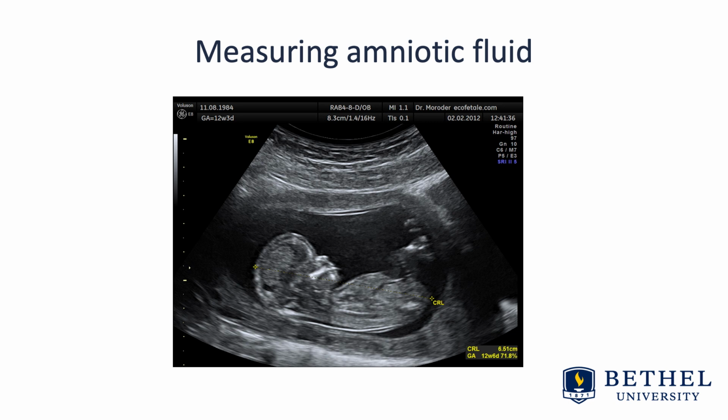and whatever size that is, that would be the deepest pocket. And then the other way to do it would be to measure an AFI, or amniotic fluid index, and in that case you look in each of the 4 quadrants separately, searching around for the biggest pocket, and then you measure your biggest pocket in each of the 4 quadrants and add them all up together, and that's your AFI.